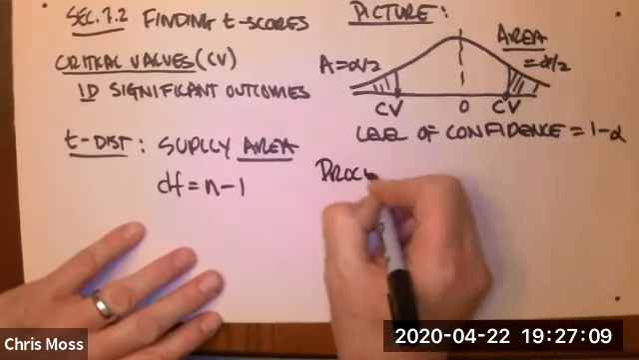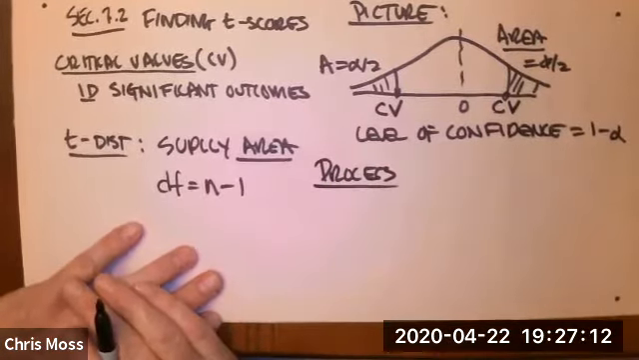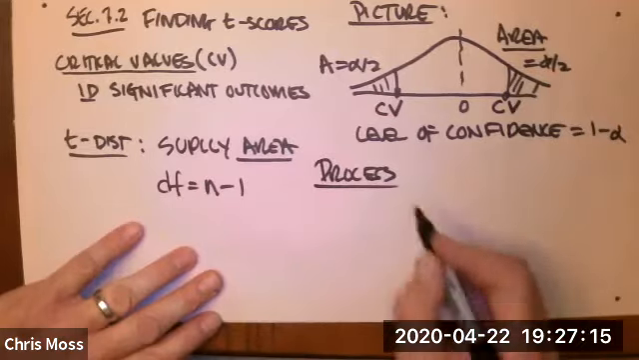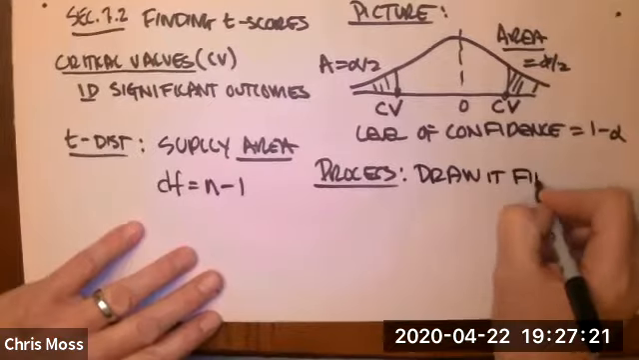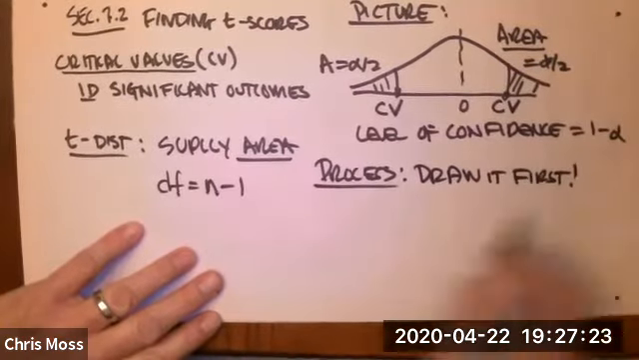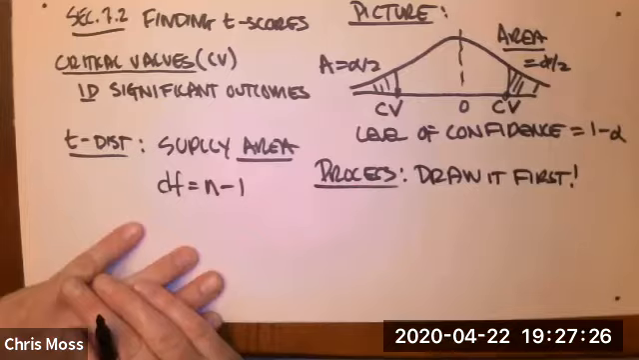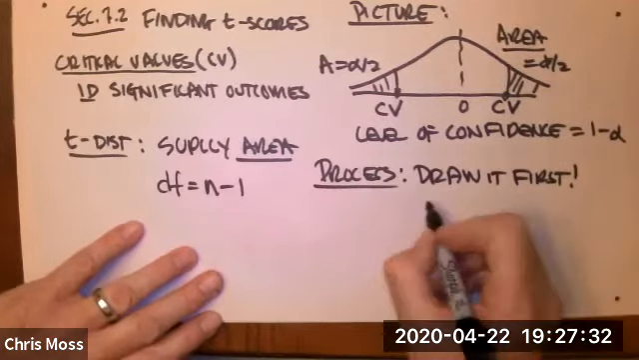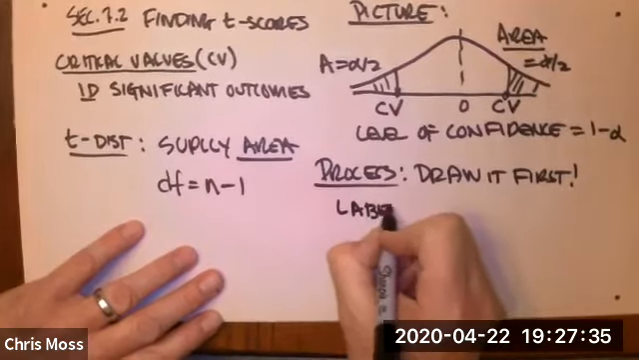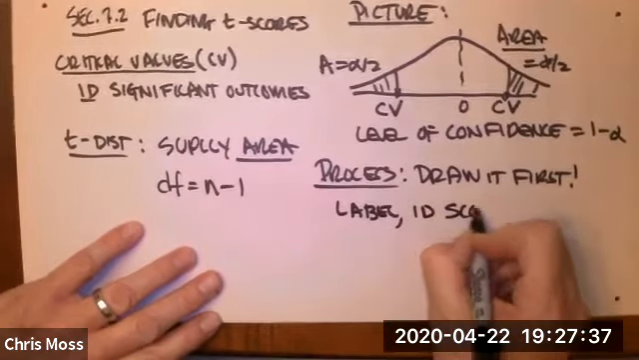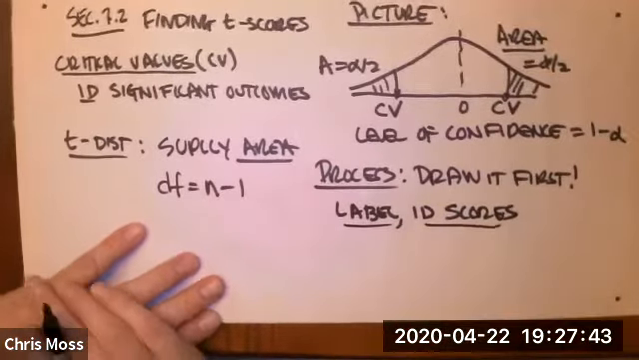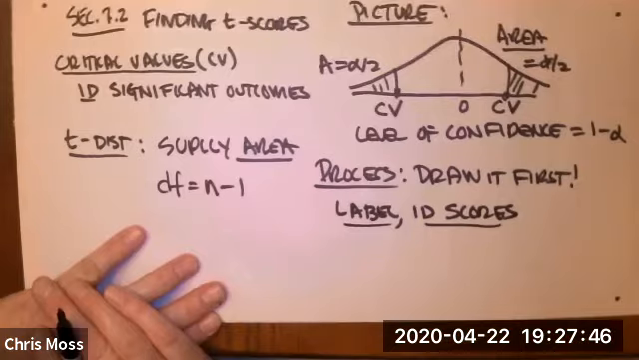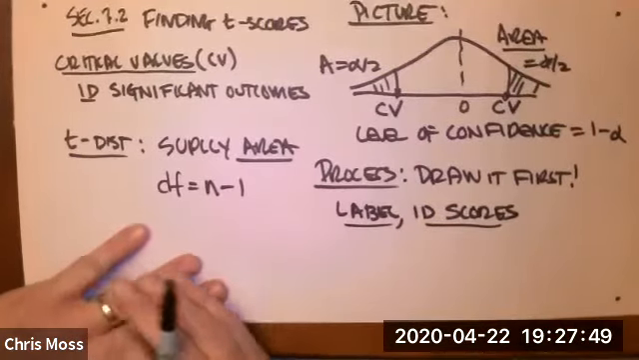So, what do we need to do to identify these critical values? Most importantly for my students is to draw it first. I can't overemphasize that particular aspect. We're going to draw it first. Then I can go ahead and label and identify potential scores and where they might be. These two things are really important. That'll make sure I use my tools correctly and I'm getting the proper critical values.